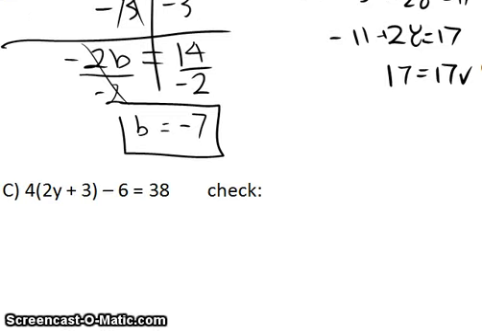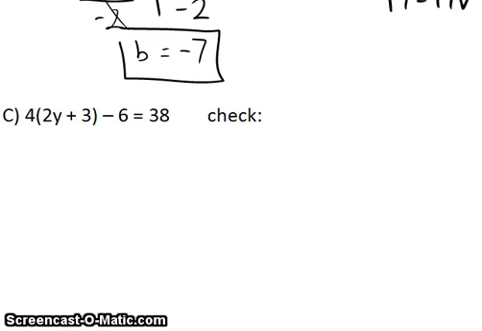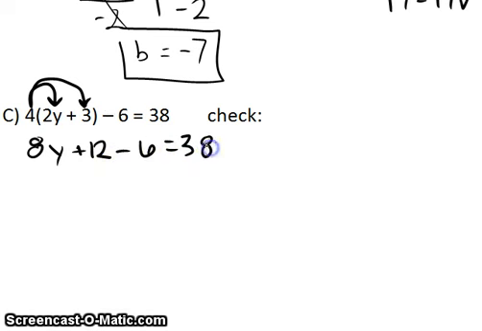On this last one, we have to do distributive property because you have that 4 being multiplied by these things, and then we'll combine like terms. So I'm going to distribute that multiply by 4 to each term inside the parentheses. So 4 times 2y will give me 8y, and then 4 times 3 will give me 12. Then I'm going to subtract 6, and that will get me to 38. Notice I distributed the 4 to what was inside the parentheses, but not what was outside of the parentheses.